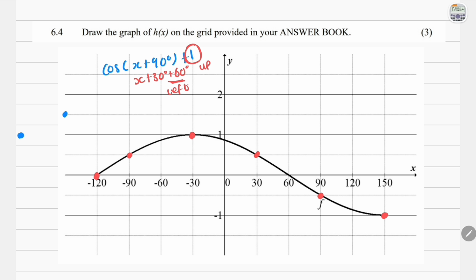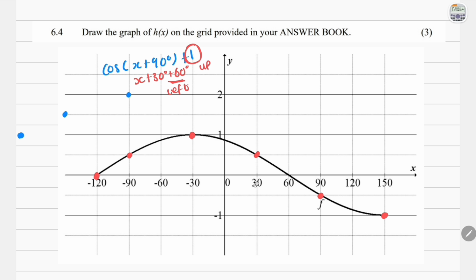Okay, and then I'm going to skip this one just because of where it is. I'm only just trying to get those important points so that we can just plot that, and then it will still have the shape. Okay, so let's move to negative 30 degrees. If we go 60 degrees to the left, we get to negative 90 degrees. Okay, now negative 30 degrees had a y value of 1. So it's going to go 60 degrees to the left and then 1 unit up. So it lands up there. Okay, so that's where the maximum will be.